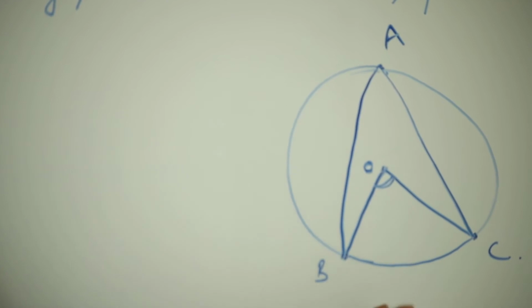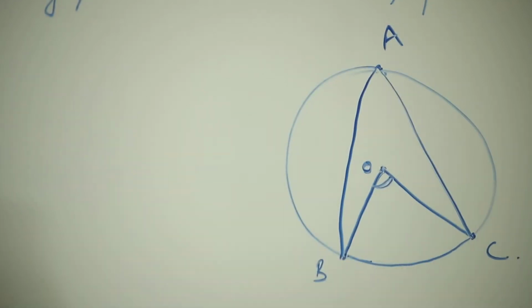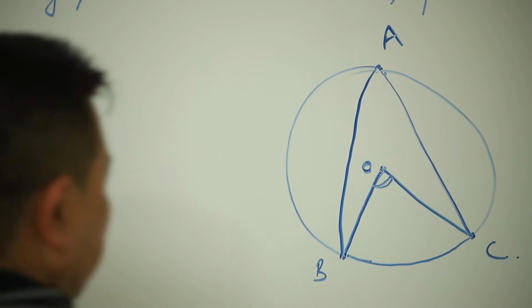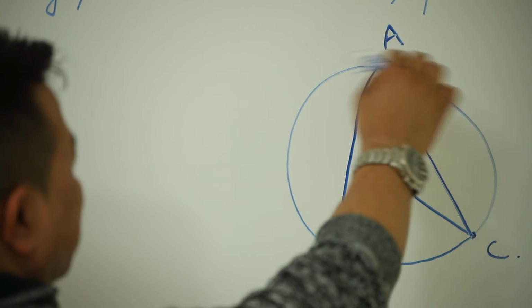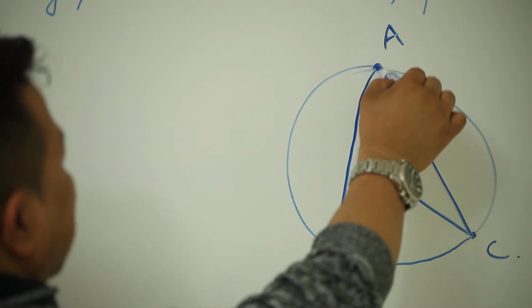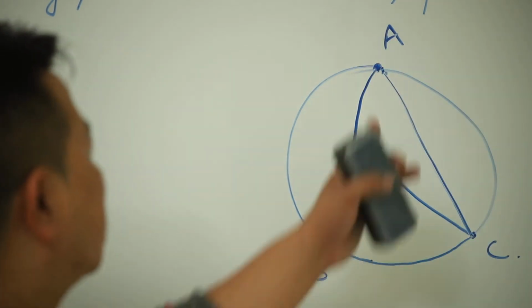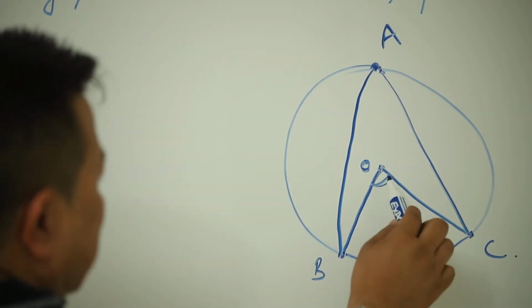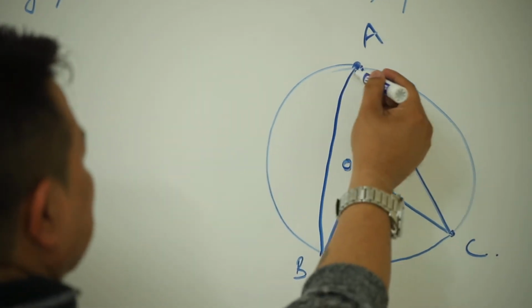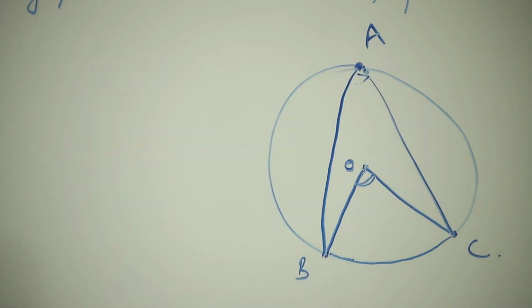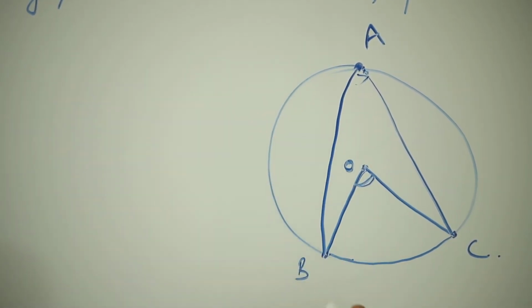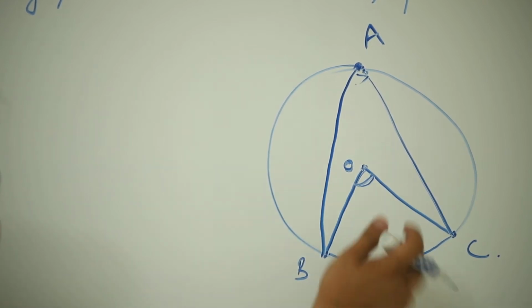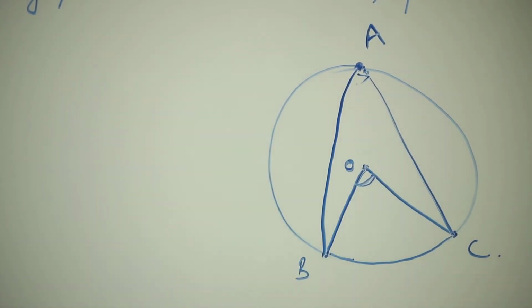Now what is the angle at the center? Clearly angle BOC. This is the angle at the center, and what is the angle at any point in the circle? We have taken a point A on the circle. You can call it the angle at the circumference. Now we have to prove that this angle is double this angle. Both stand on the same arc, and we have to prove the relation between these two angles. When they stand on the same arc, the angle at the center is double the angle at the circumference.